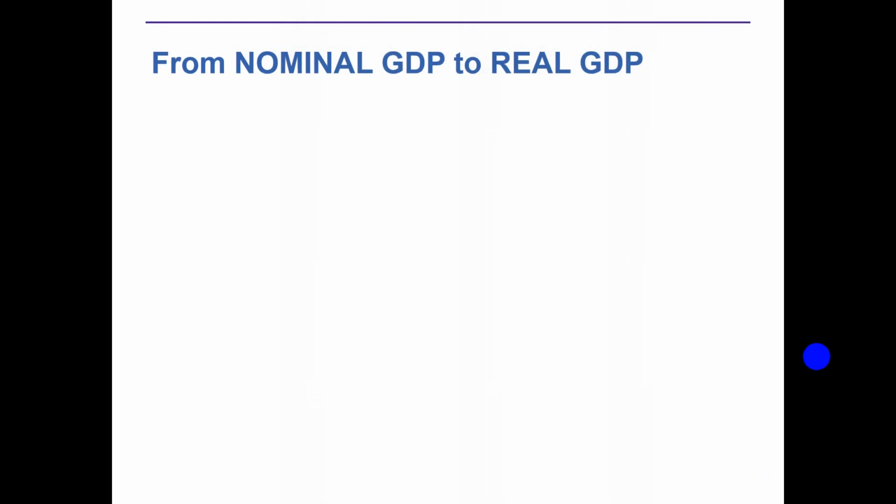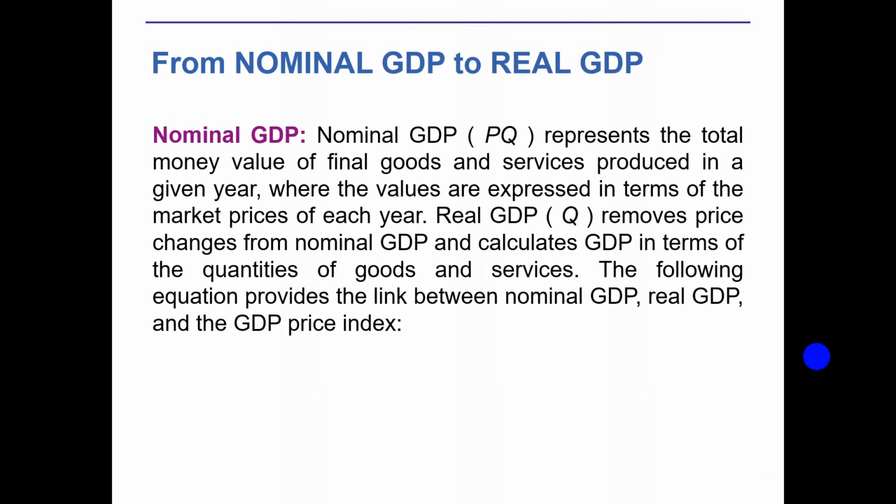So guys, we were discussing GDP from two different approaches, from nominal GDP to real GDP. Nominal GDP represents the total money value of final goods and services produced in a given year, with values that are expressed in terms of the market prices of each year.